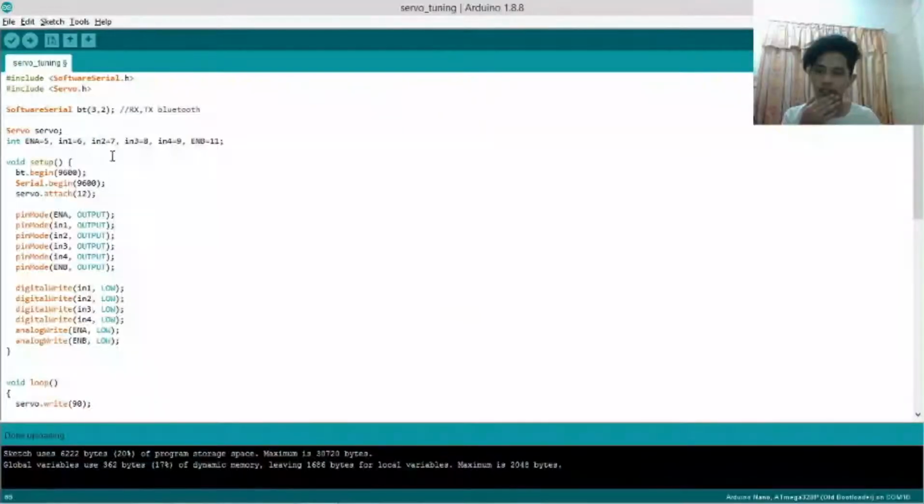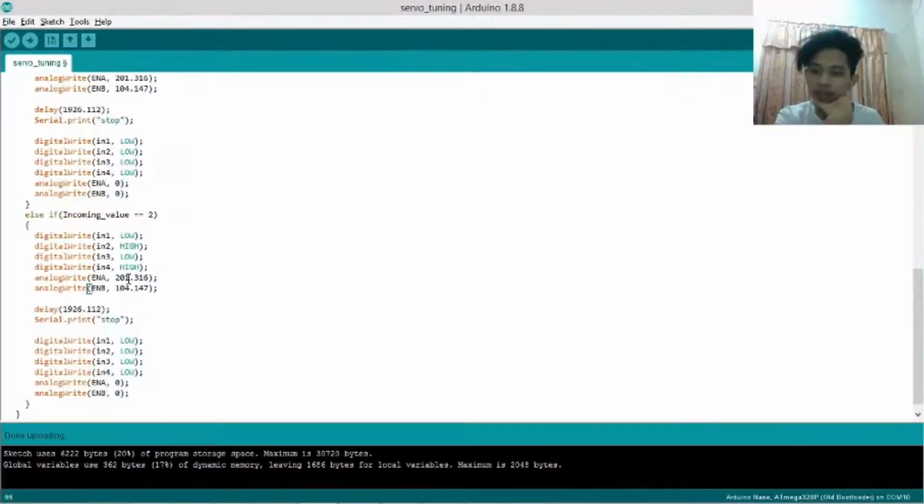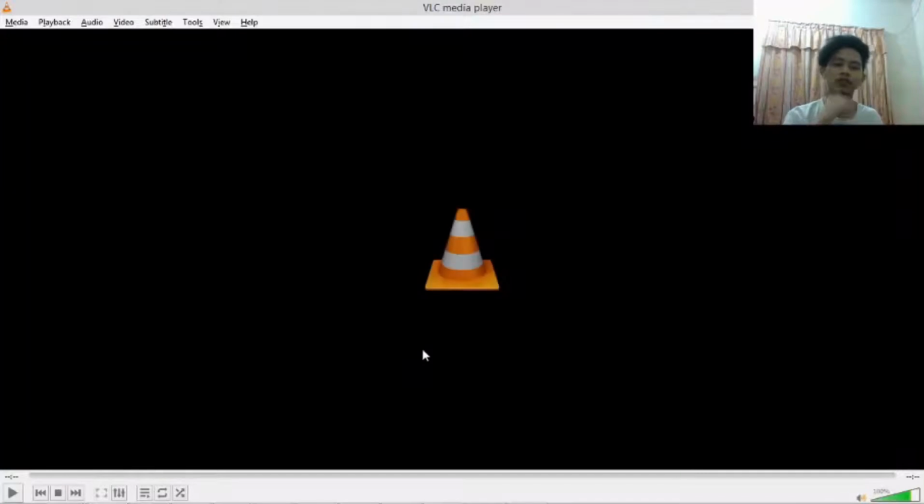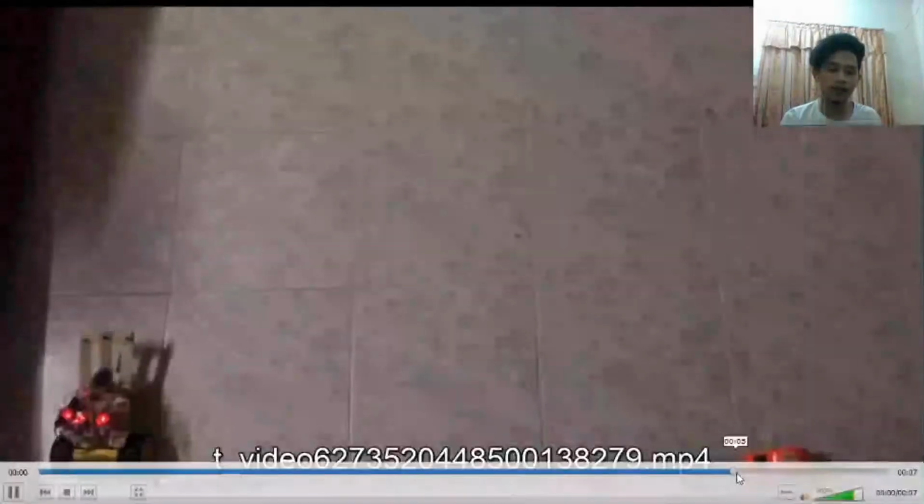So this is the coding. Here you can see I already put its value. So this is the time, 1.92 seconds. Let's see the result. Now you see that the car only moves until here, right? Not until the end. This is because there's still slip because of the floor.